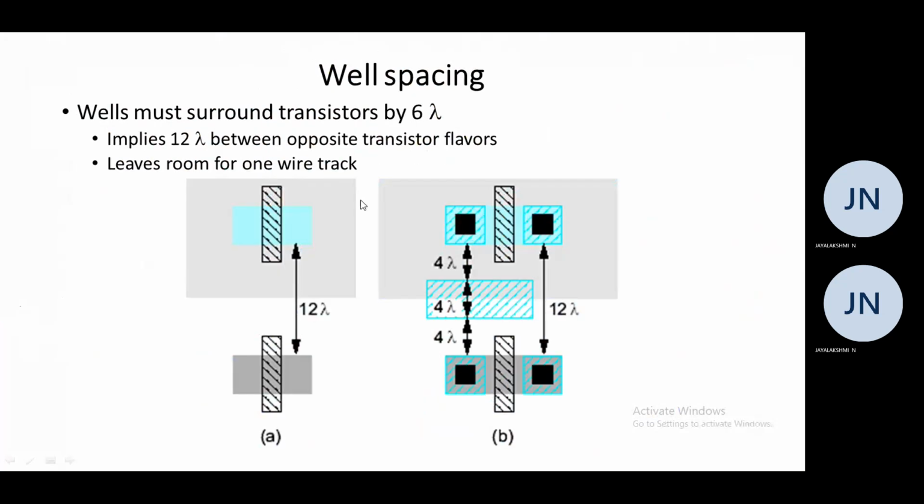So next is well spacing. Well must surround transistor by 6 lambda, and it also implies 12 lambda between opposite transistor flavors. If both are opposite transistor flavors, then it can be implemented with 12 lambda, and it can leave room for one wire track. Here you can see the spacing between 2 opposite transistors, there will be 12. Here also you can see it should be of 12 lambda.